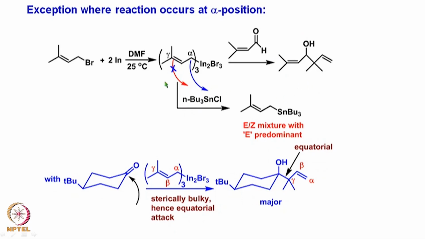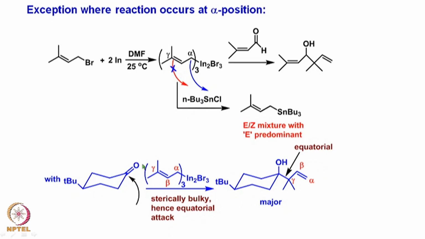On the other hand, if the same indium species which is formed in situ is allowed to react with sterically hindered tri-n-butyl tin chloride, then the alpha attack takes place to form this type of allyl tributyl tin, in which of course the E product is the major product.